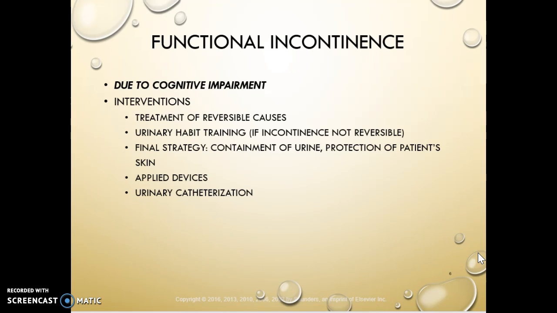And then other things you can do is figure out ways to contain the urine and protect the patient's skin, whether that is having a catheter as a last resort, or applied devices like a condom cath. In some cases females have those types of devices as well, although they're not really the best and don't usually work as well. But there are some different ways to deal with that.